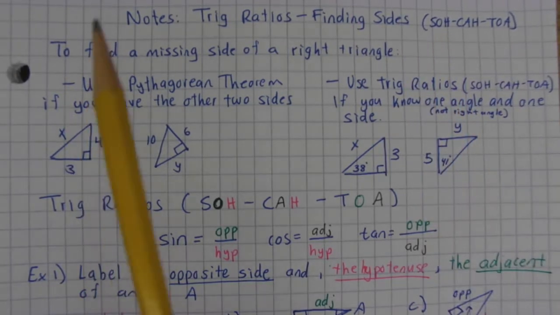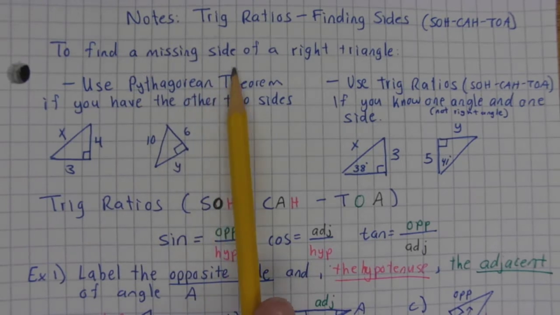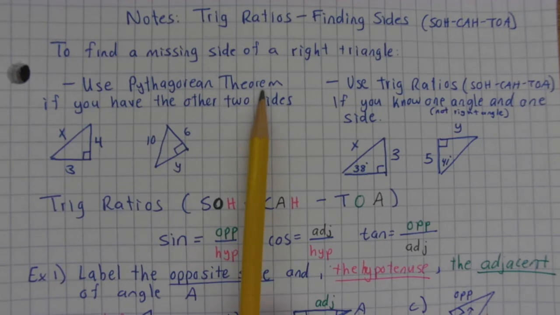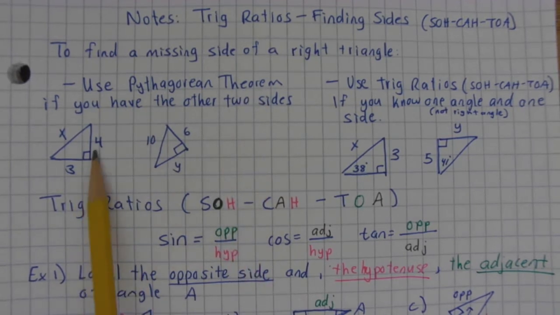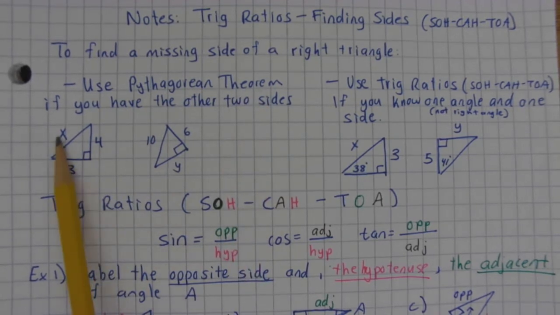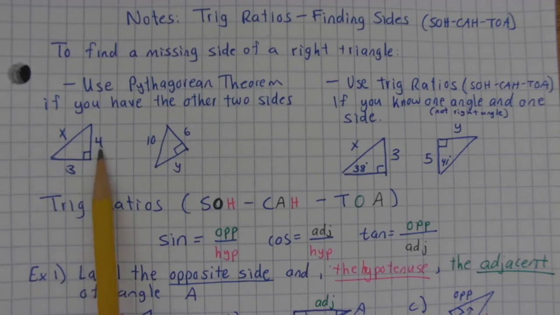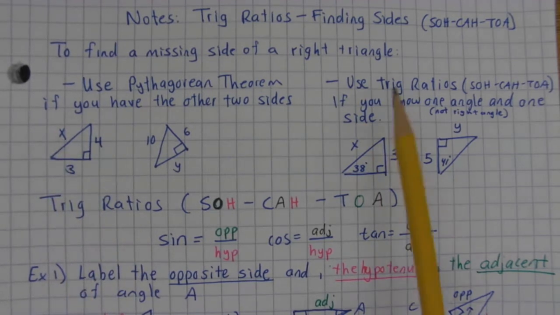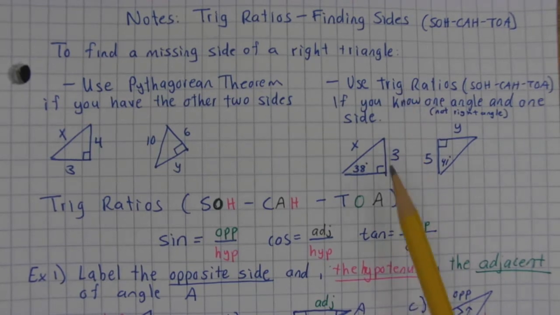Now, to review a little bit, there are other ways to find missing sides of a right triangle. You're probably already familiar with the Pythagorean theorem, which means that if you have two sides, you can find the third side by using the formula a squared plus b squared equals c squared. As long as you know two out of the three pieces that are part of the formula, you can find the third. Same thing with trig ratios, but this time you don't need two sides.